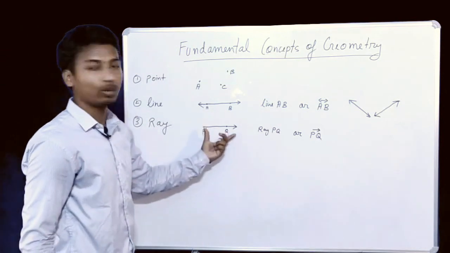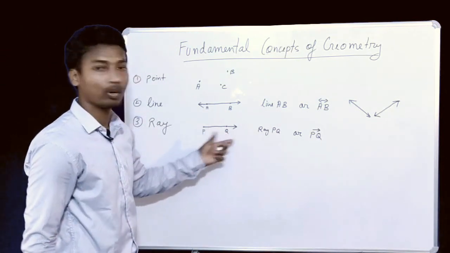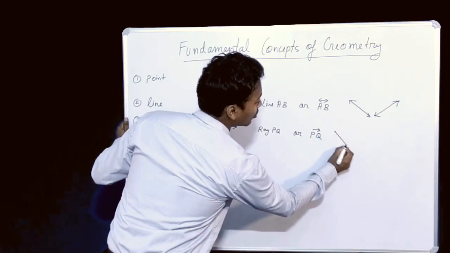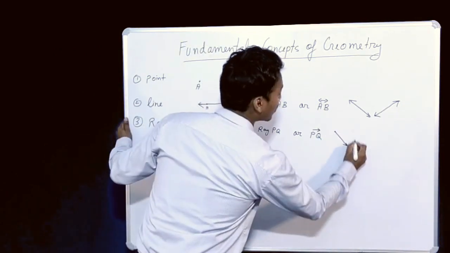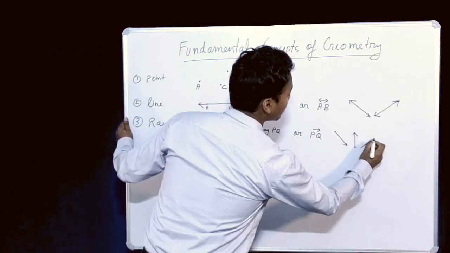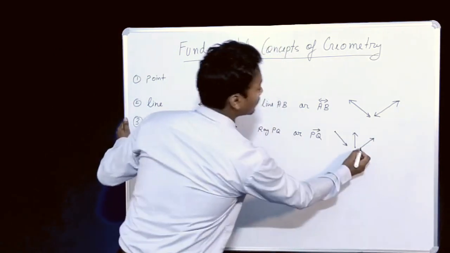Now again, you can have a ray going in any direction. So a ray can go downwards, pointing upwards, diagonal, any direction.